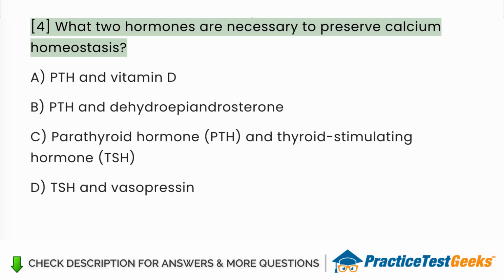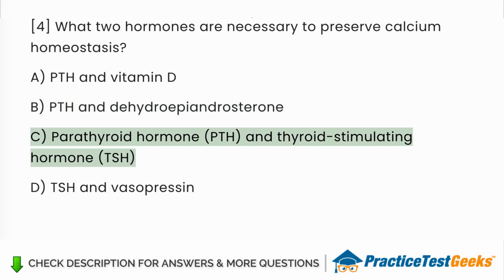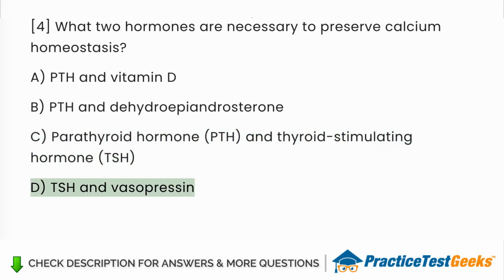What two hormones are necessary to preserve calcium homeostasis? A. PTH and vitamin D. B. PTH and dehydroepiandrosterone. C. Parathyroid hormone and thyroid-stimulating hormone. D. TSH and vasopressin.